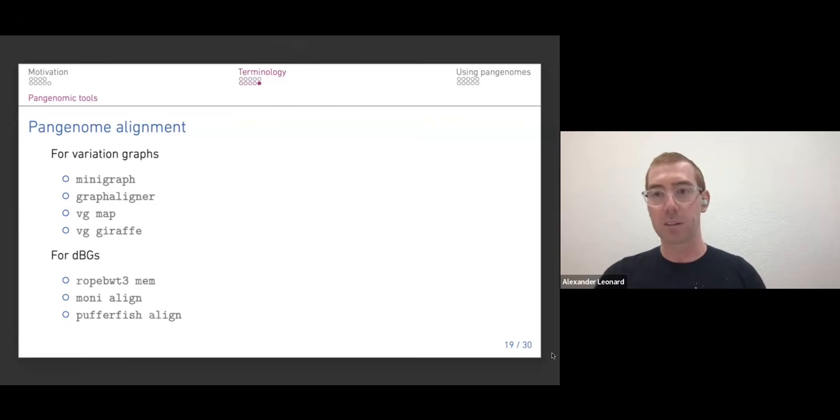On the other hand, though, if we talk about the De Bruijn graph style of pangenomes, there's a completely different set of tools again, something like Rope BWT3, Moni, Pufferfish. And there are many different tools, again, that align to certain types of pangenomes and will not align as well to other types. Graph Aligner is slightly better in this regard in that it can align to both types of graphs, but I think certainly it's not as strong in aligning to either type of graph as a more specialized tool.